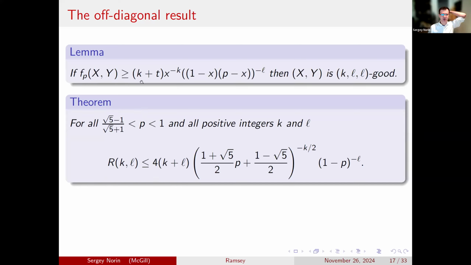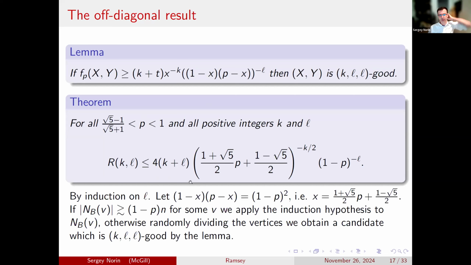And the proof is the following. So let me just try to explain where things come from. So we'd like to apply the lemma. So we want to find a candidate where the excess number of red edges beyond density p is big enough to apply the lemma. Basically, as soon as our density of red edges is a tiny bit bigger than p, then we divide the vertices of the graph at random into two parts, and we get that the number of red edges between the parts is roughly something that's quadratic in the size of my graph.